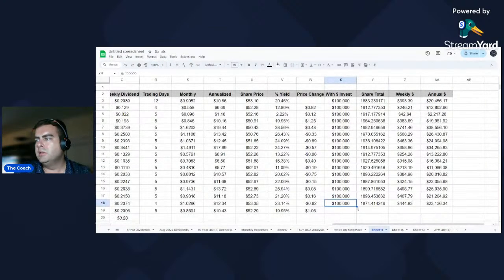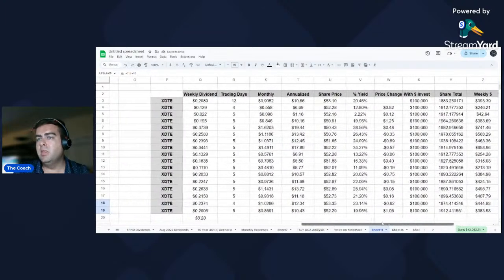Okay, so $100,000 is what we're saying. If we invested 100,000, we would have this many shares. This would be our weekly dividend. We took quite a hit. This is like a 5-week low, but not the lowest. 19,946. So it would be 20,000 in annual income based on this one.